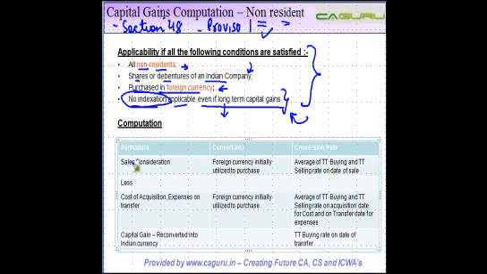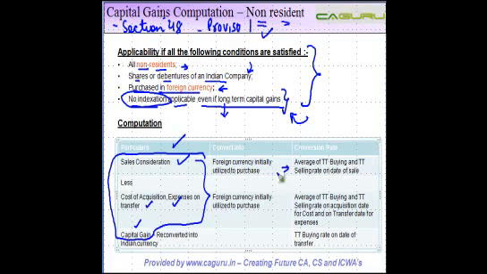So what is so special about this provision? If you see the first column, it's sale consideration less cost of acquisition, expenses on transfer, then capital gain. There is nothing new about this portion. What is important is the right side of this, these two. Whenever you purchase the shares in foreign currency, the sale consideration has to be converted into the foreign currency initially utilized to purchase the shares.